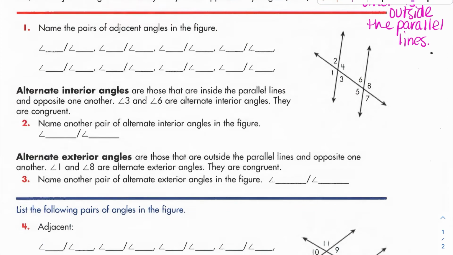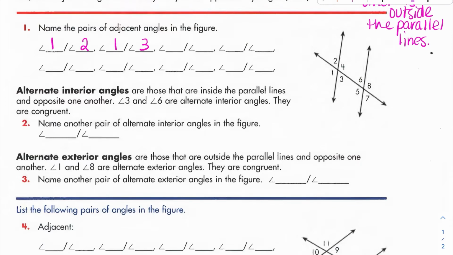So let's look at example number 1. Example number 1 wants us to name the pairs of adjacent angles in this figure. So I'm going to start with angle 1. If I look at what's next to angle 1, angle 2 is directly next to angle 1, and it shares a ray. But also angle 3 is right next to angle 1 because they share a ray. So angle 1 and angle 2 are a pair, and then angle 1 and angle 3 are a pair.